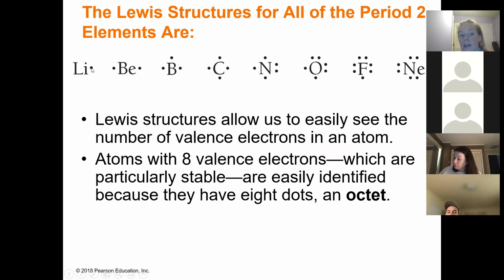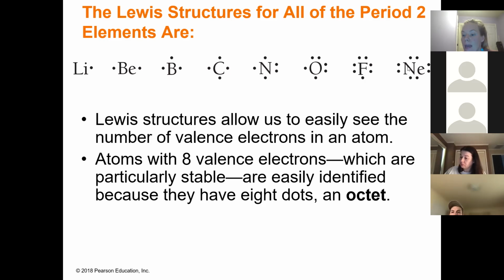Lithium is in column 1, so we give it 1 valence electron, 1 dot. Beryllium is in column 2, so we give it 2 valence electrons. Boron, column 3, 3 valence electrons, so on and so on, all the way to neon. If you look at neon over here, it's in column 8. It has 8 valence electrons, so 2 in each quadrant on each side. That is very, very stable. That configuration where you have 8 valence electrons forms this thing called an octet. Oct for 8.